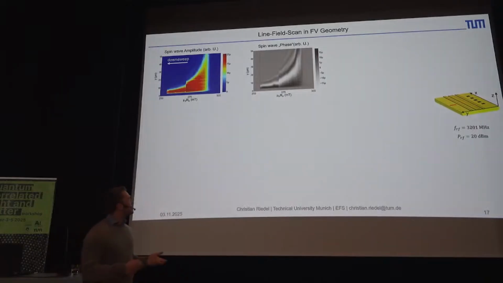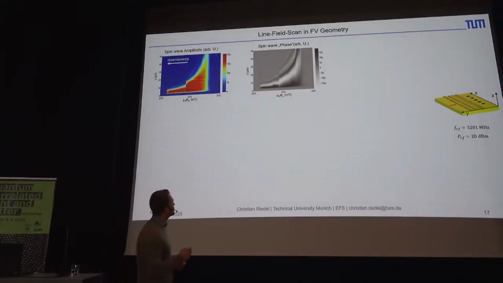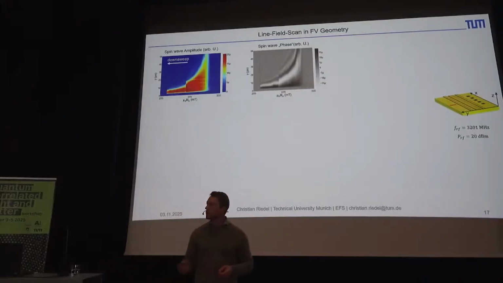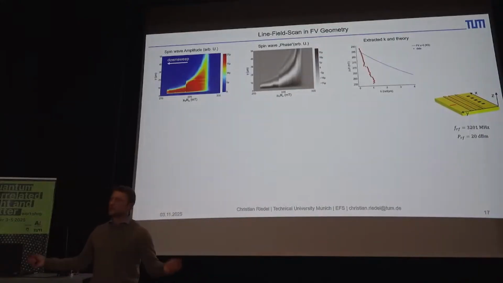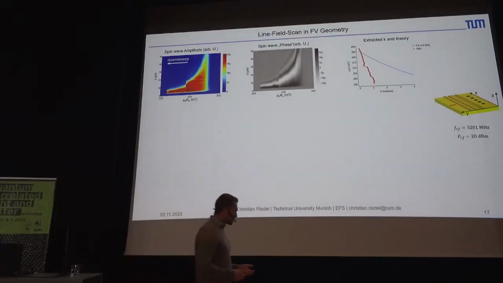Then we thought, okay, let's check if it fits the dispersion relation. So we extracted the k values again from our measurement. We compared this with the dispersion relation, and we actually found it doesn't fit at all. So we were wondering, but then we also thought, okay, our experiments were sometimes hard to reproduce.